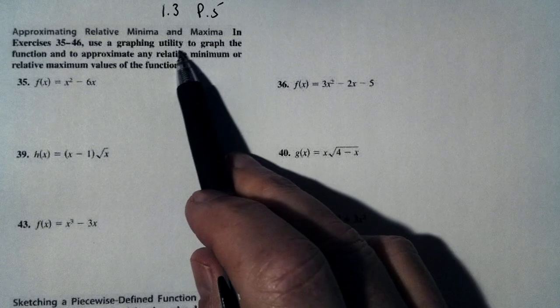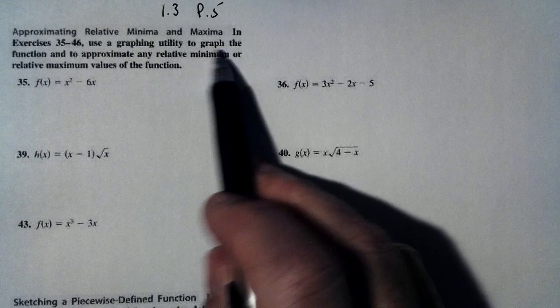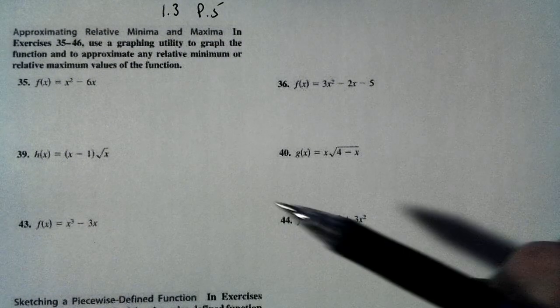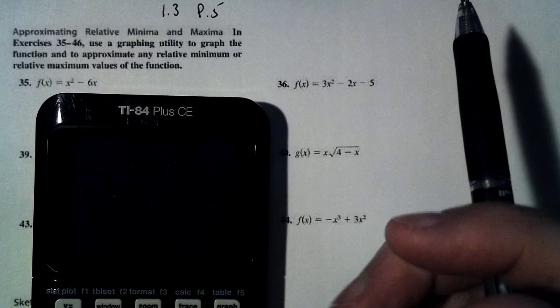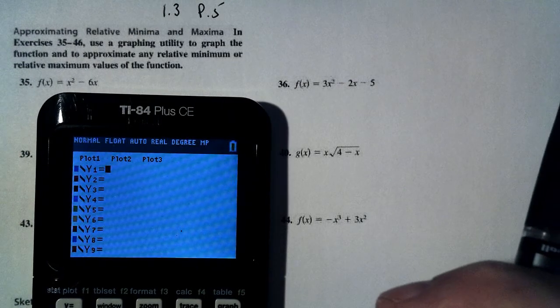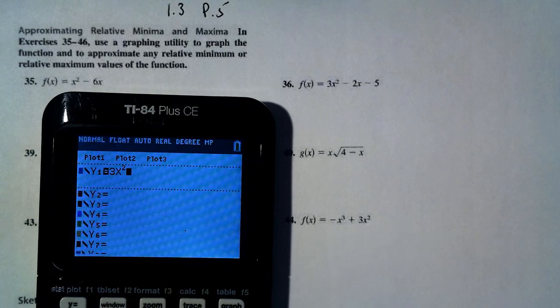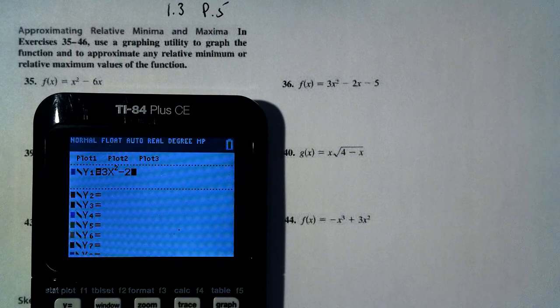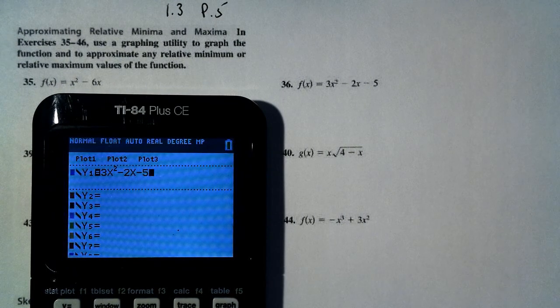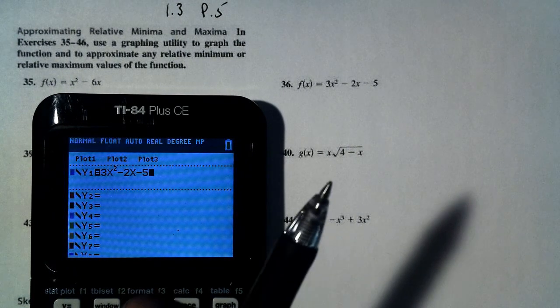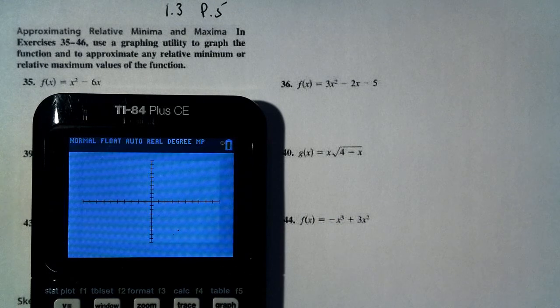Use a graphing calculator utility to graph the function. Okay, we can do that. Let's start with 36. We got 3x squared minus 2x minus 5. I'll keep it in zoom standard, zoom 6. And we've got a parabola.